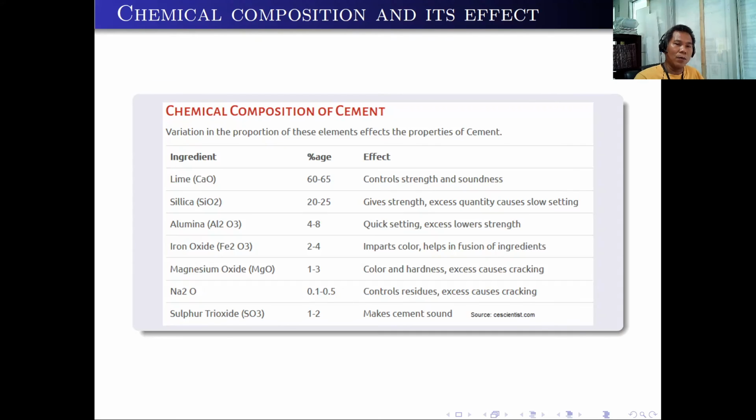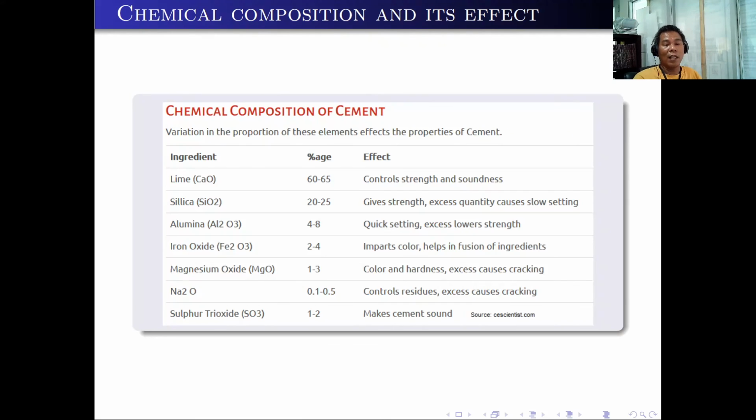The cement actually is composed of different chemicals. There is a chemical composition of the cement, and you can also know its effect. Normally the cement contains what we call lime or calcium oxide. The percentage of that is normally 60 to 65%. The lime controls the strength and soundness of the concrete. Also, we have the silica, the silicon dioxide. Normally, this is the second most abundant chemical composition in cement. It's around 20 to 25%. It gives strength. Excess quantity causes slow setting.